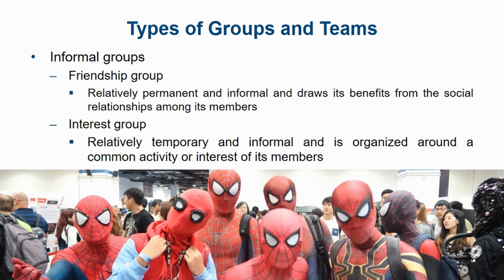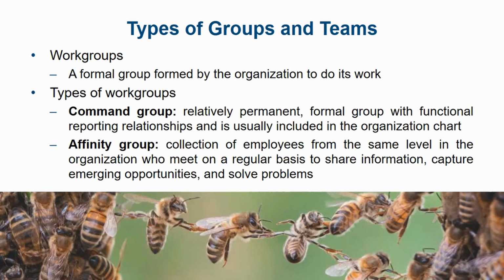Examples of informal groups are friendships and interest groups. Interest groups can be clubs, social groups, and sports groups. An example of formal groups are work groups. These are formal groups formed by the organization to do its work.